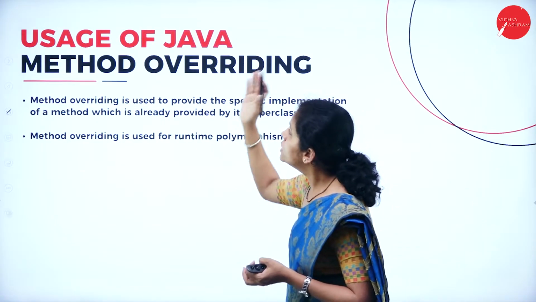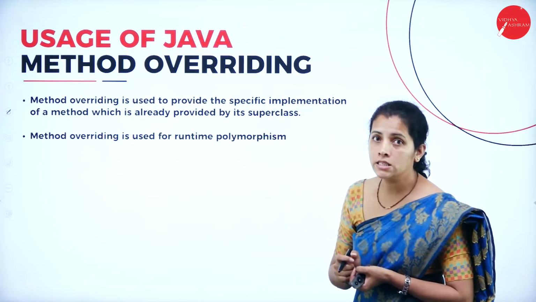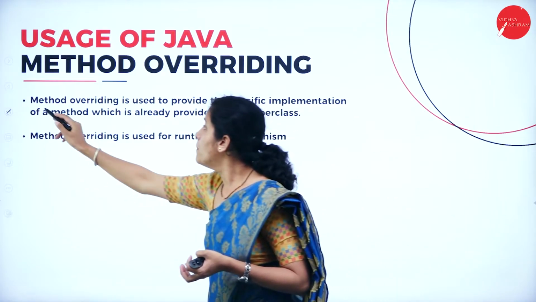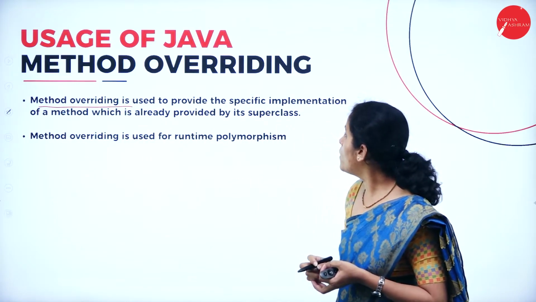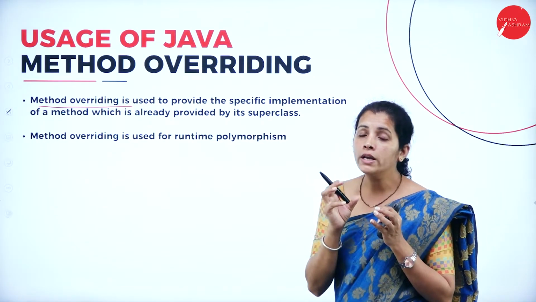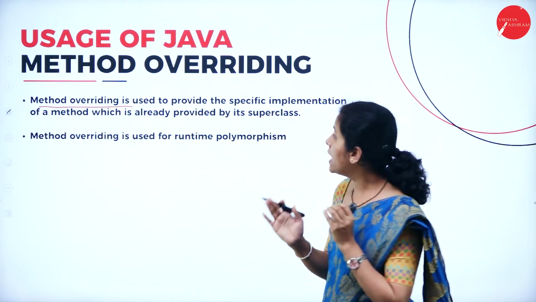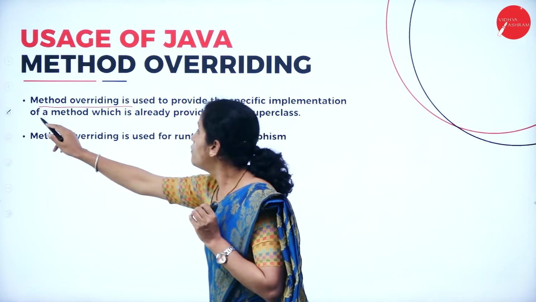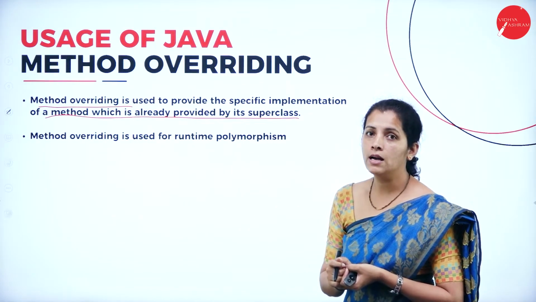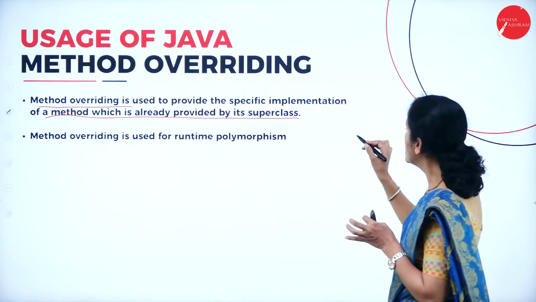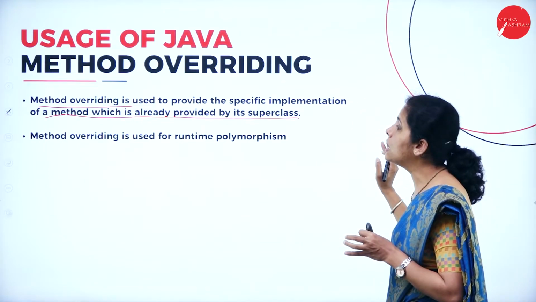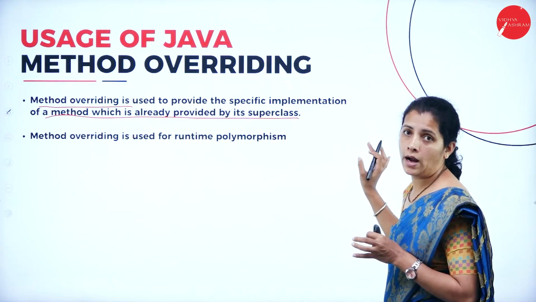Now, what is the use of method overloading in Java? That is why I require method overloading. So, method overloading is used to provide this specific implementation. So, here method overloading is used to provide a specific kind of implementation of a method which is already provided by the superclass. For example, if I consider the superclass, in my superclass, I'm going to have the display function. And if I consider my subclass, the same thing I'm going to have.